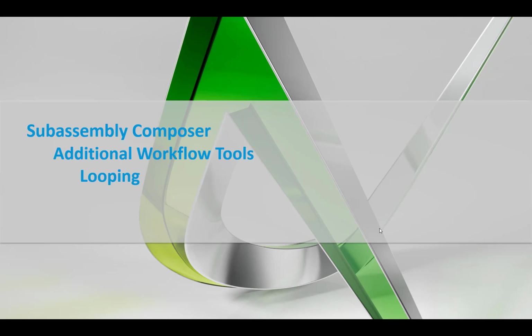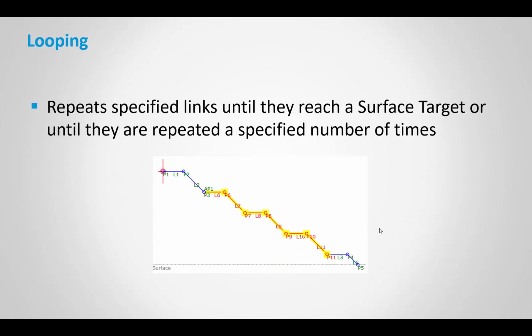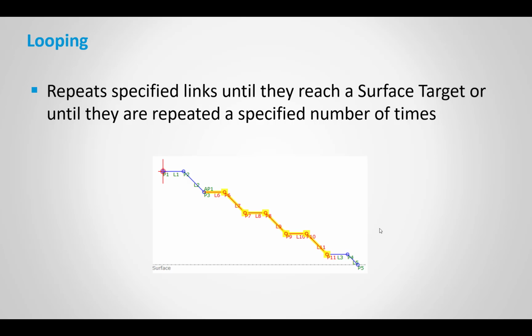Hello. In this session, we're going to look at an additional workflow tool called looping, or loop geometry. What looping does is it repeats a specified link until it reaches a surface target, or until it reaches a specified number of times that it can loop. A bench is a good example. It'll repeat that bench until it either gives you the number of times you're looking for or it reaches a surface target. So let's jump into Subassembly Composer and we'll deconstruct a looping subassembly and look at how it's been created.